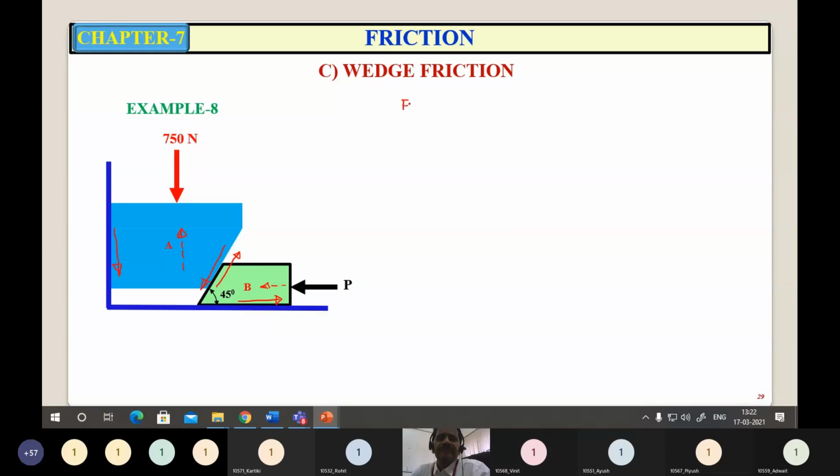So first FBD of A. See here, weight of the blocks is not given, but there is an external force of 750 Newton acting. If weight is not given, simply you can neglect. If no external force is acting, even if the weight is not given, then you have to consider it as W. So applied force 750 Newton.